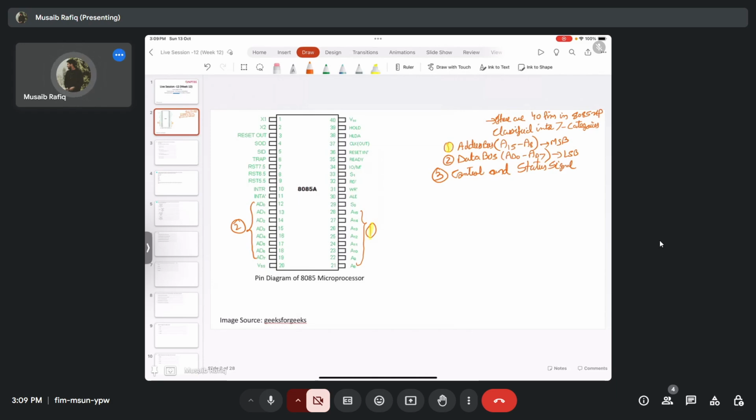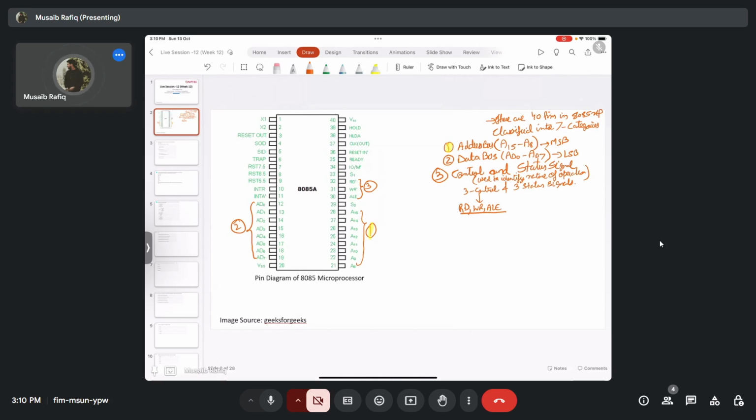Third is your control and status signal. They are used to identify the nature of operation. There are three control and three status signals. What are these three control signals? These are RD bar, WR bar, and ALE.